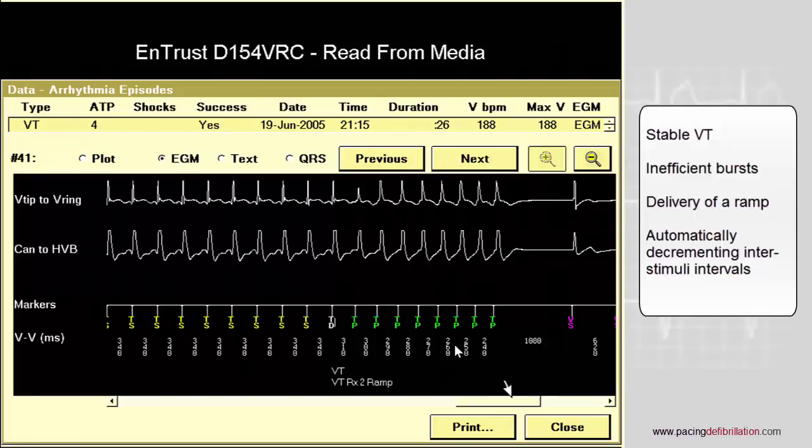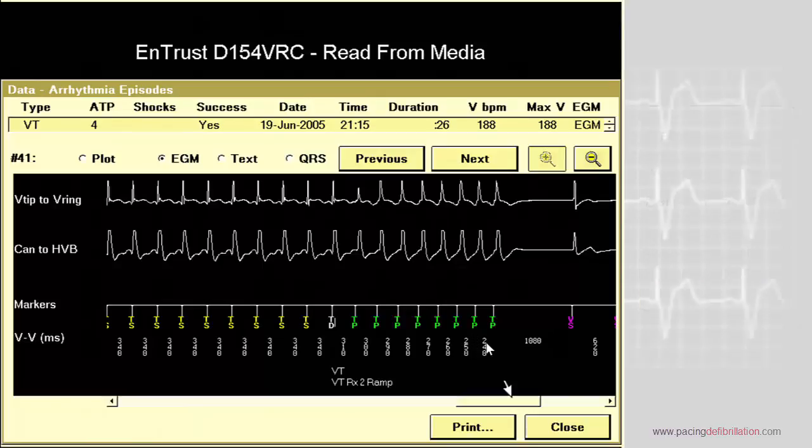A ramp stimulation sequence consists of a train of pacing pulses with automatically decrementing inter-stimuli intervals. For example, here you see that the first pulse is delivered with a coupling of 310 milliseconds, whereas the last one is much more aggressive with a coupling of 240 milliseconds.